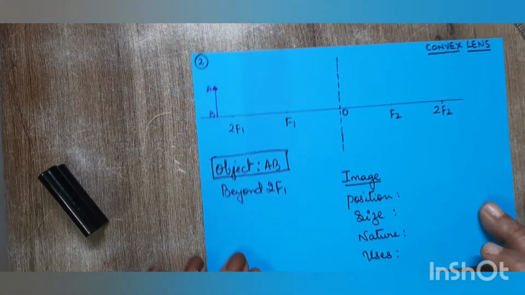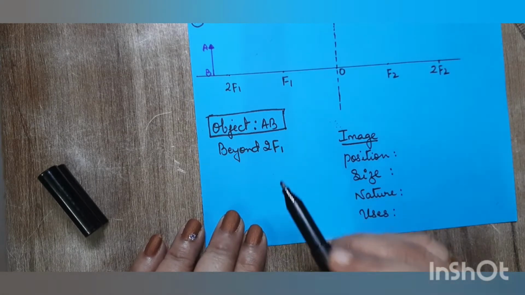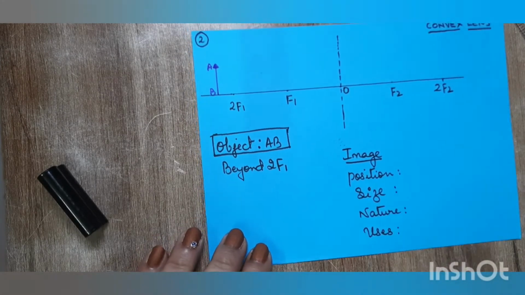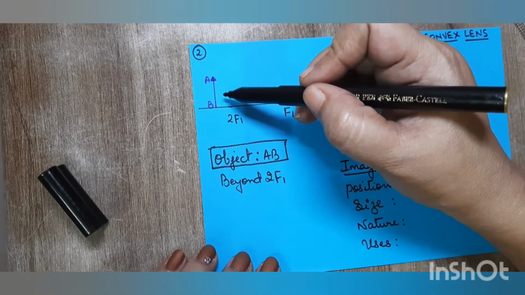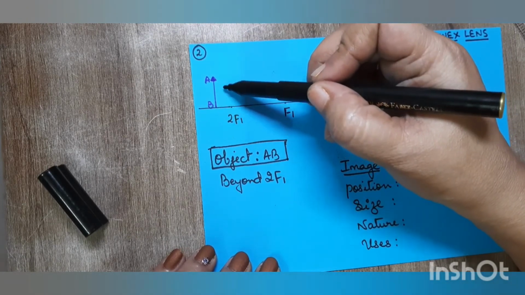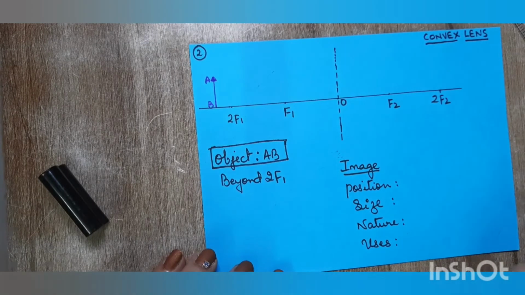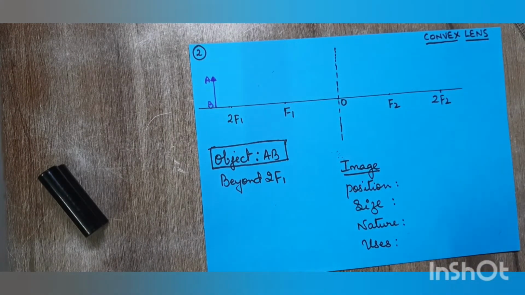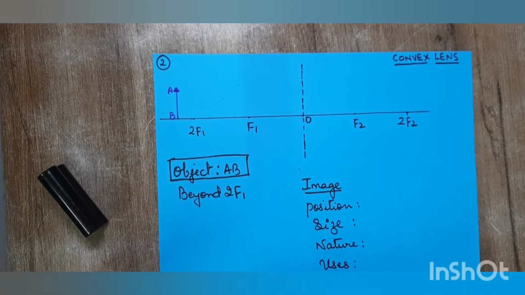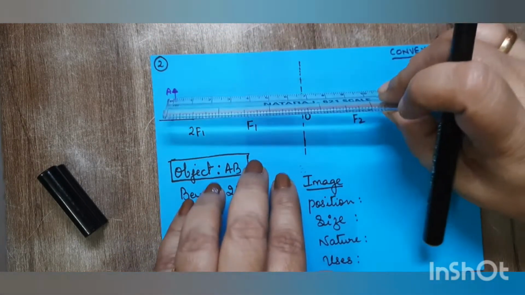Now the second position, object AB beyond F2. One more point you need to take when you are placing an object AB: let it be either 1 centimeter or 1.5, not more than that, because it will not fit in properly in the book. Fine. Now same two rules we'll be using.